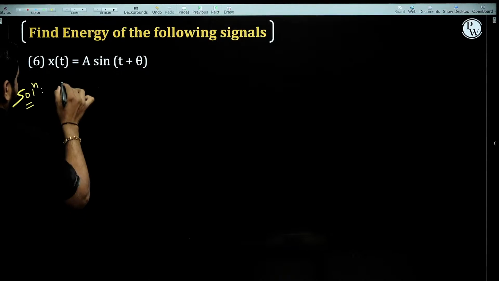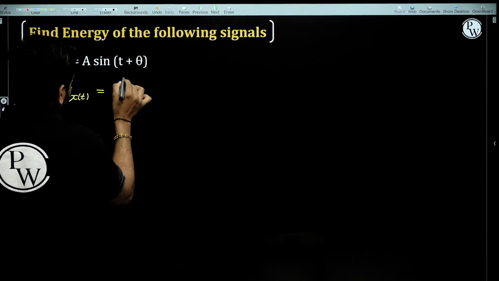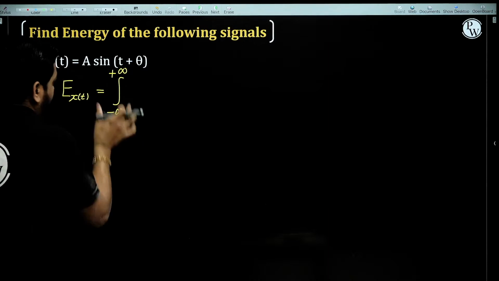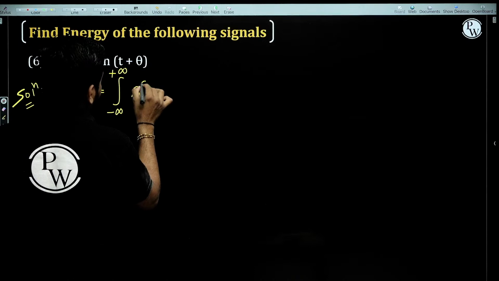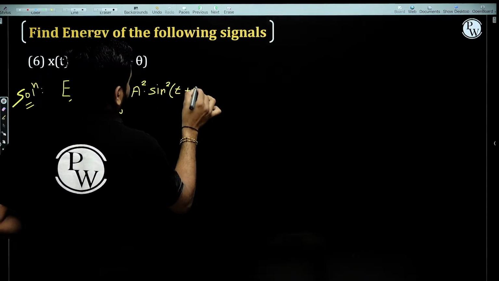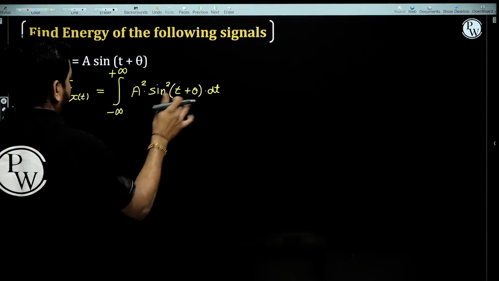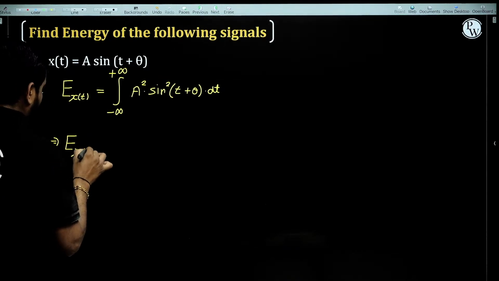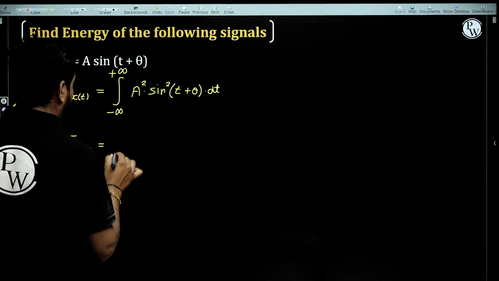What is the formula? Energy of any signal is given by integration from minus infinity to plus infinity. As this is a real valued signal, we take the square of this signal, that is a square into sin square (t + theta) dt, that is x square of t into dt. Sin square theta equals what? 1 minus cos 2 theta divided by 2.